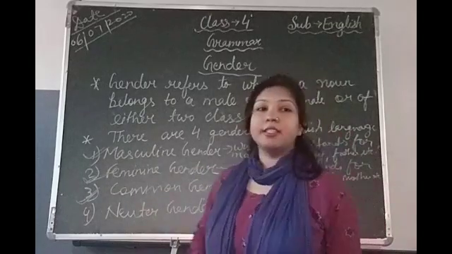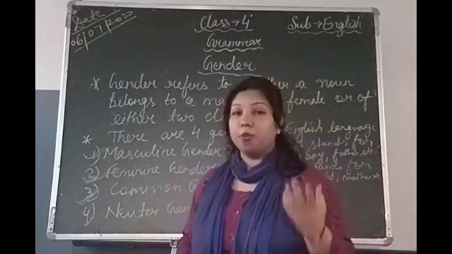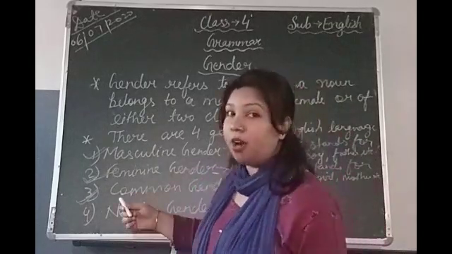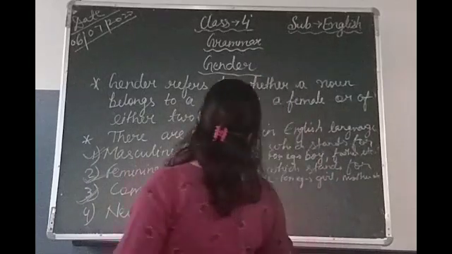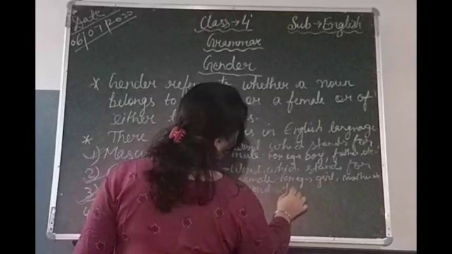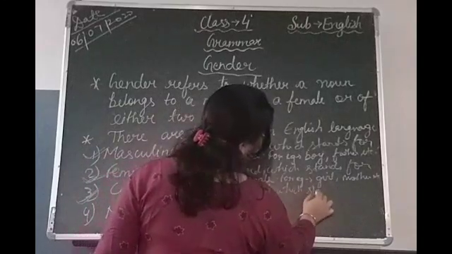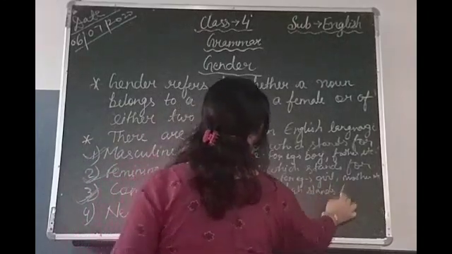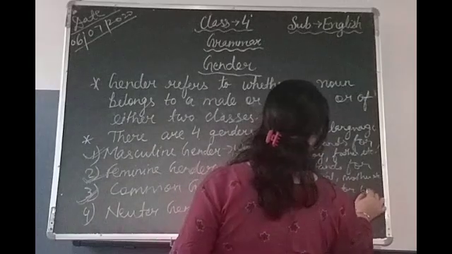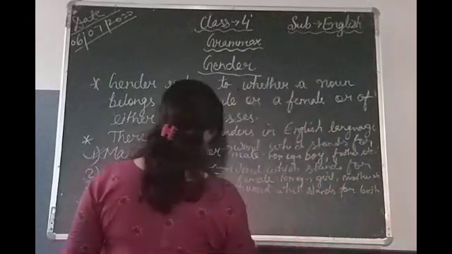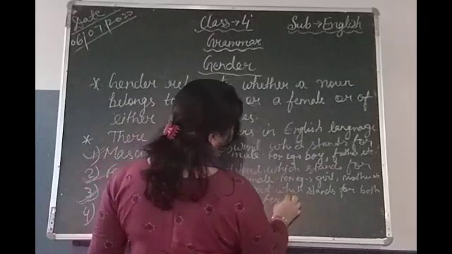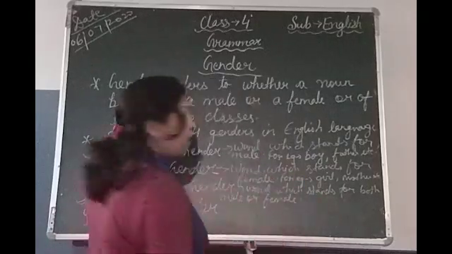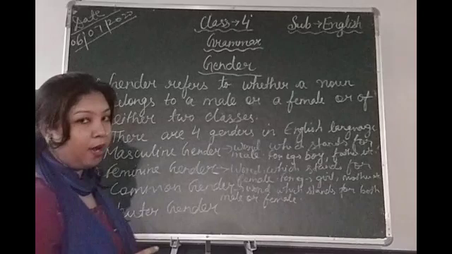Now, third one is common gender. Common gender means the word which stands for both the male and female is called what? Common gender. Words which stand for both male or female is called what? Common gender. Are you getting my point?